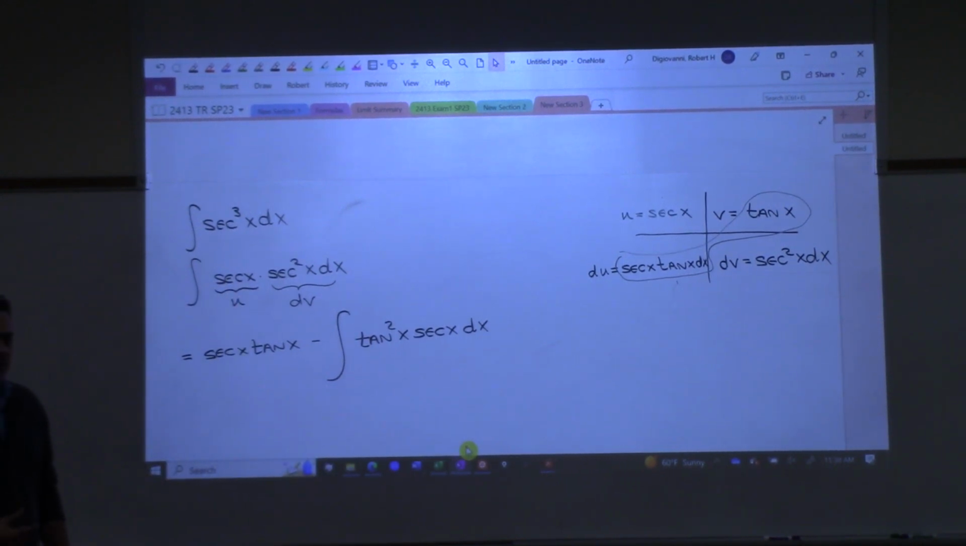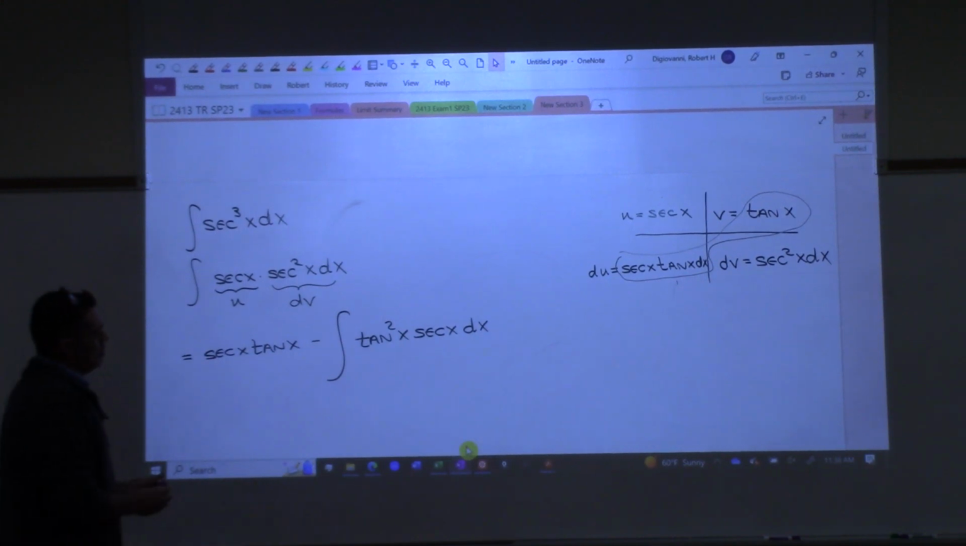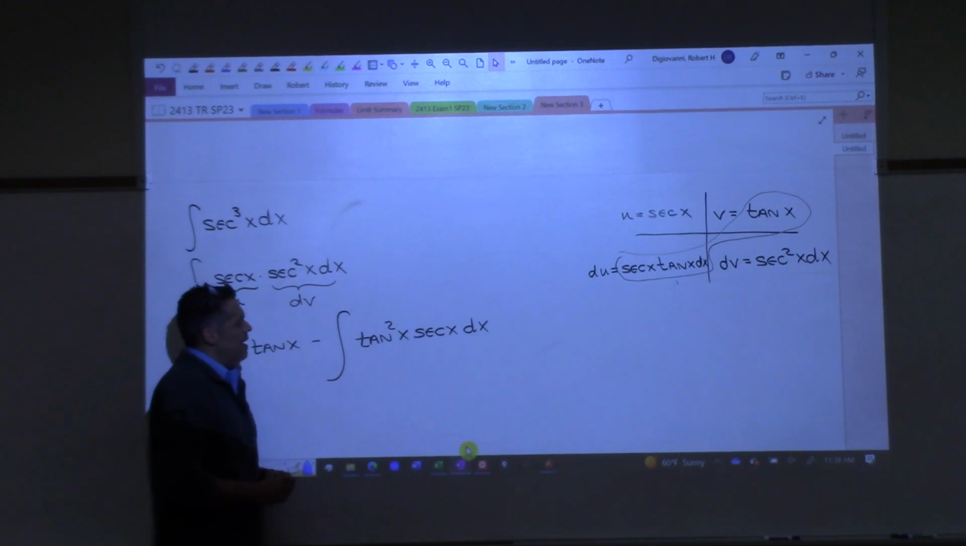Right? Yes? Can we do U sub and then use identities for tangent squared? What U sub would you want to make? So first I would take the tangent squared and change it into.